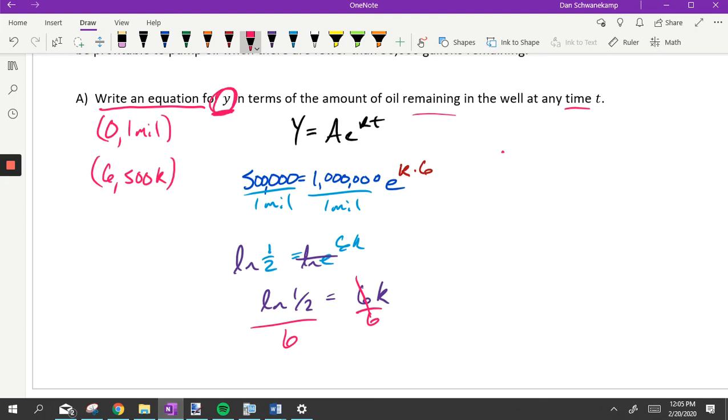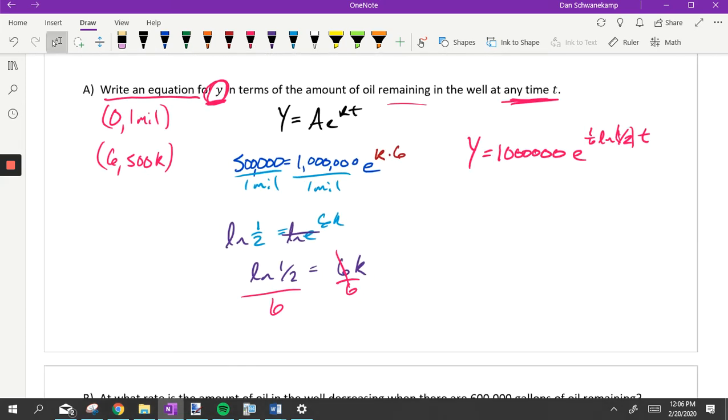And so my final answer, write an equation that'll get you the answer with any time t. It's going to be this. Y equals 1 million e to the 1/6 natural log of 1/2 t. That is the answer to this question. I have now written an equation that's going to set everything up. Questions on how we did A?